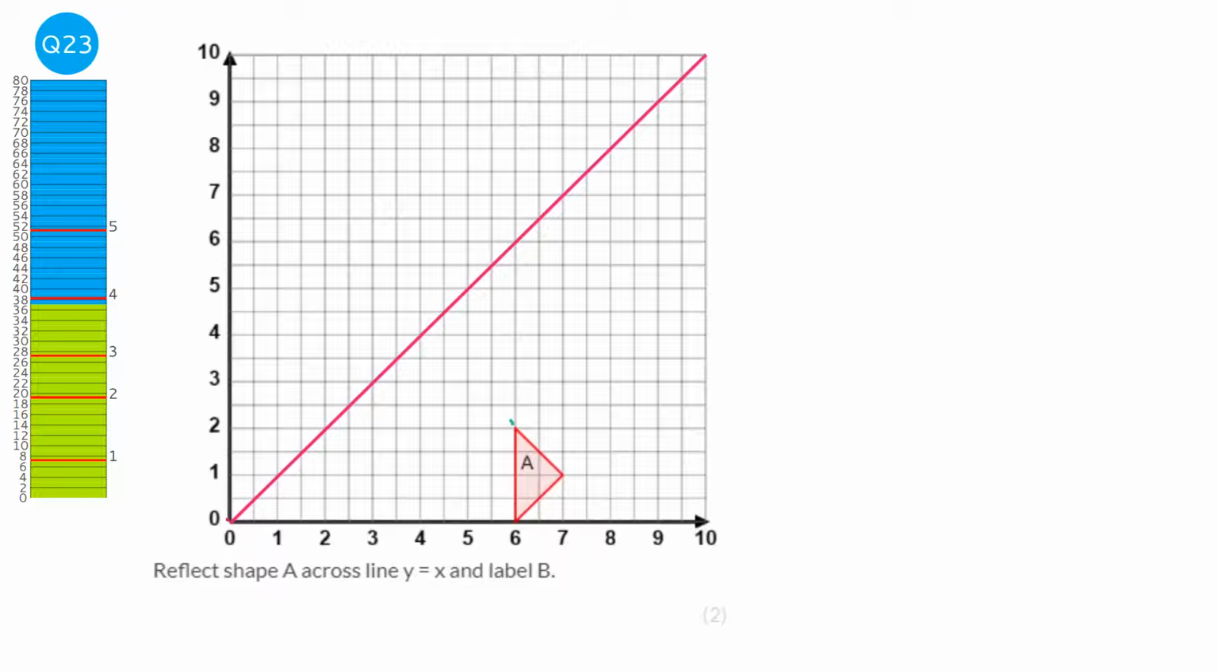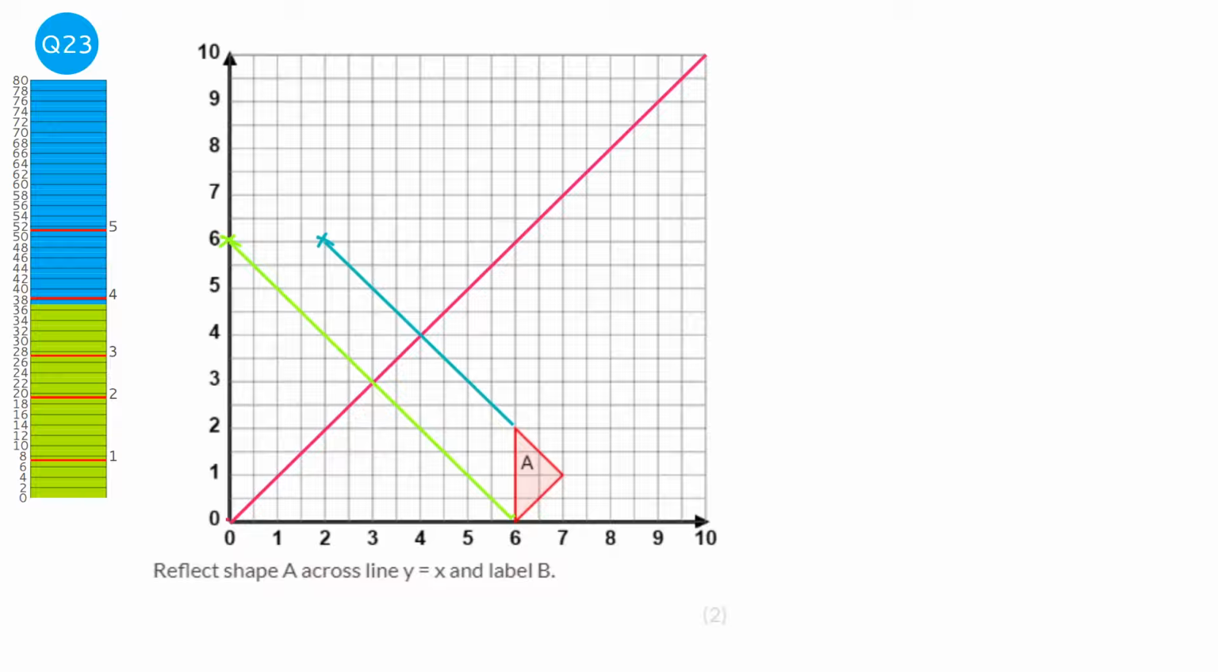And so if I pick a point, I'm going to pick the top one. We can see it goes 4 diagonals to hit that line. So 1, 2, 3, 4. So it will go another 4 diagonals. So that will be one of the coordinates there. And I'm going to do the same with the bottom one. So 1, 2, 3, 4, 5, 6 diagonals. So it will be there.